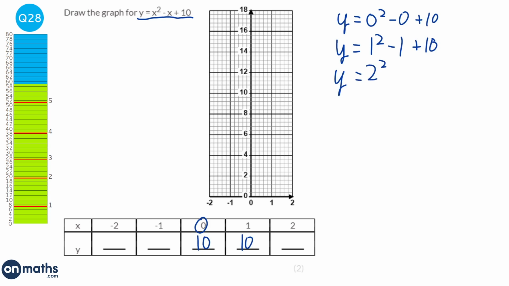2 squared minus 2 plus 10. 2 squared is 4, 4 take away 2 is 2, plus 10 will be 12.